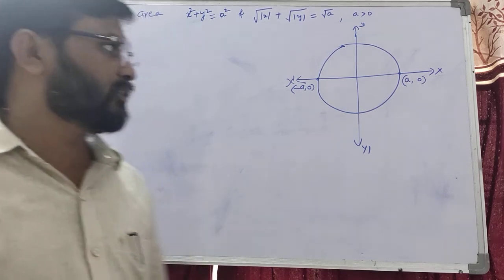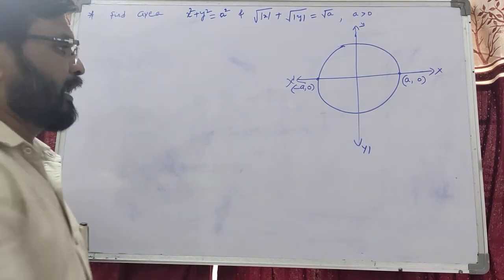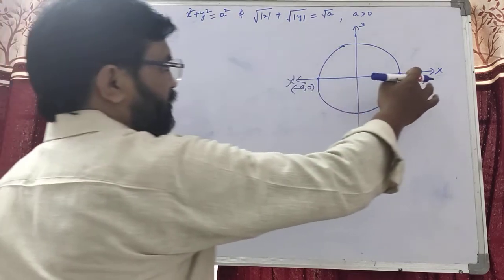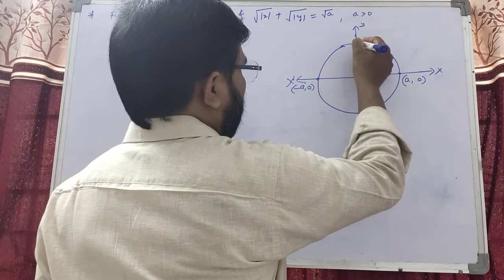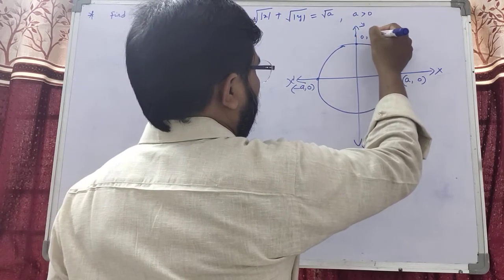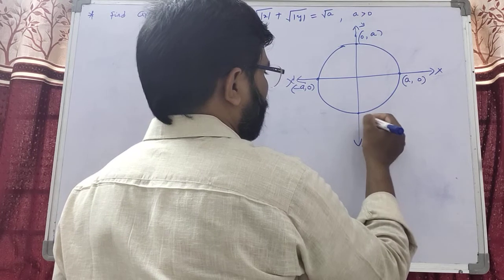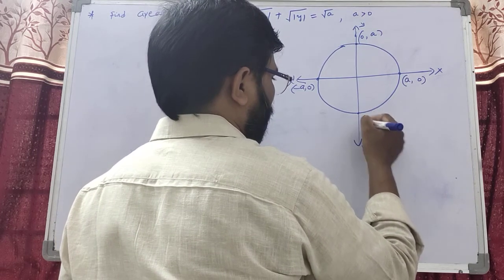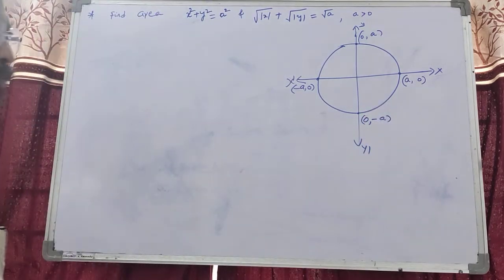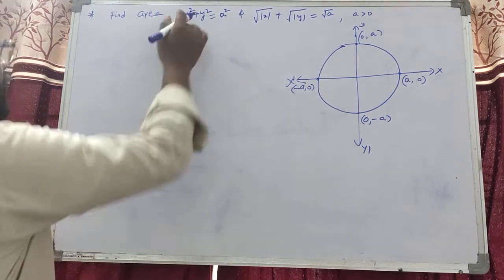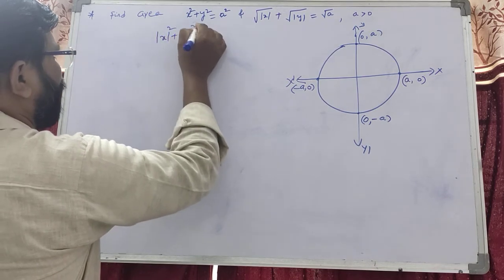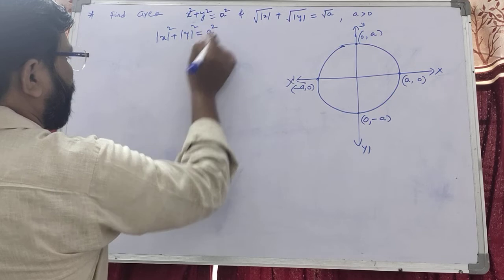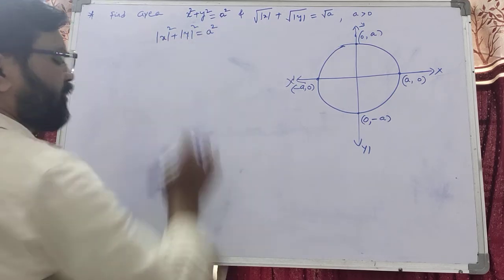Dear students, here the circle meets the x-axis in 2 points, (a, 0) and (-a, 0). Now we are taking here (0, a) and (0, -a). Okay students, these are the points. Now students, the other one can also be written as mod x whole square plus mod y whole square equals a square. When we take it, it is plus or minus a.